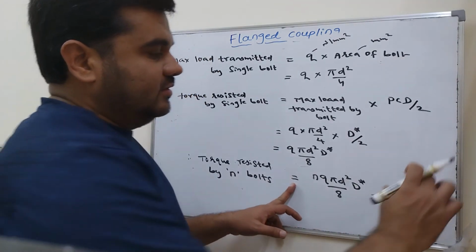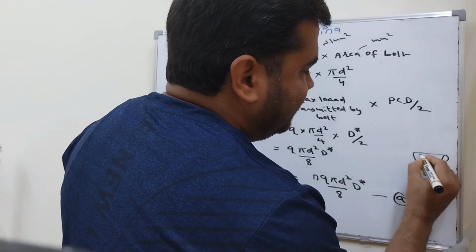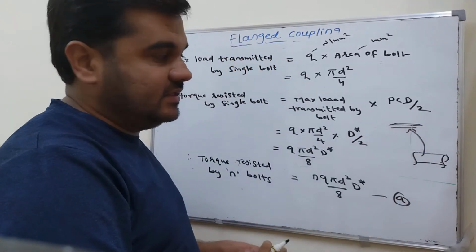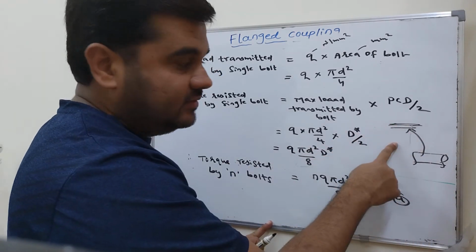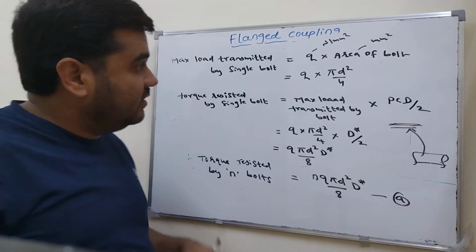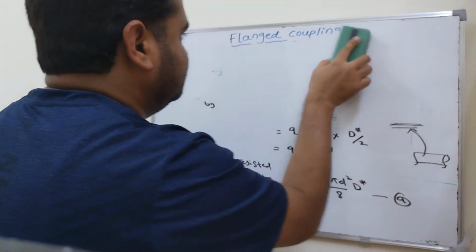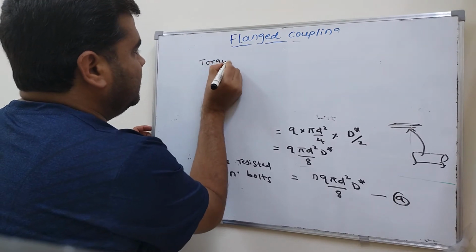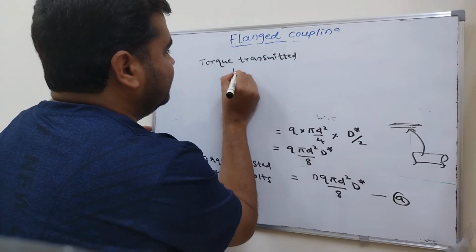Now what is the next one? I need to calculate the torque transmitted by the shaft. This is the driver shaft, right? From this you are transferring to the bolts. Here the couplings are there, the flanges. I wrote the equation for the torque resisted by n number of bolts. Now I'll write the torque transmitted by the driver shaft. Next one is torque transmitted by shaft.